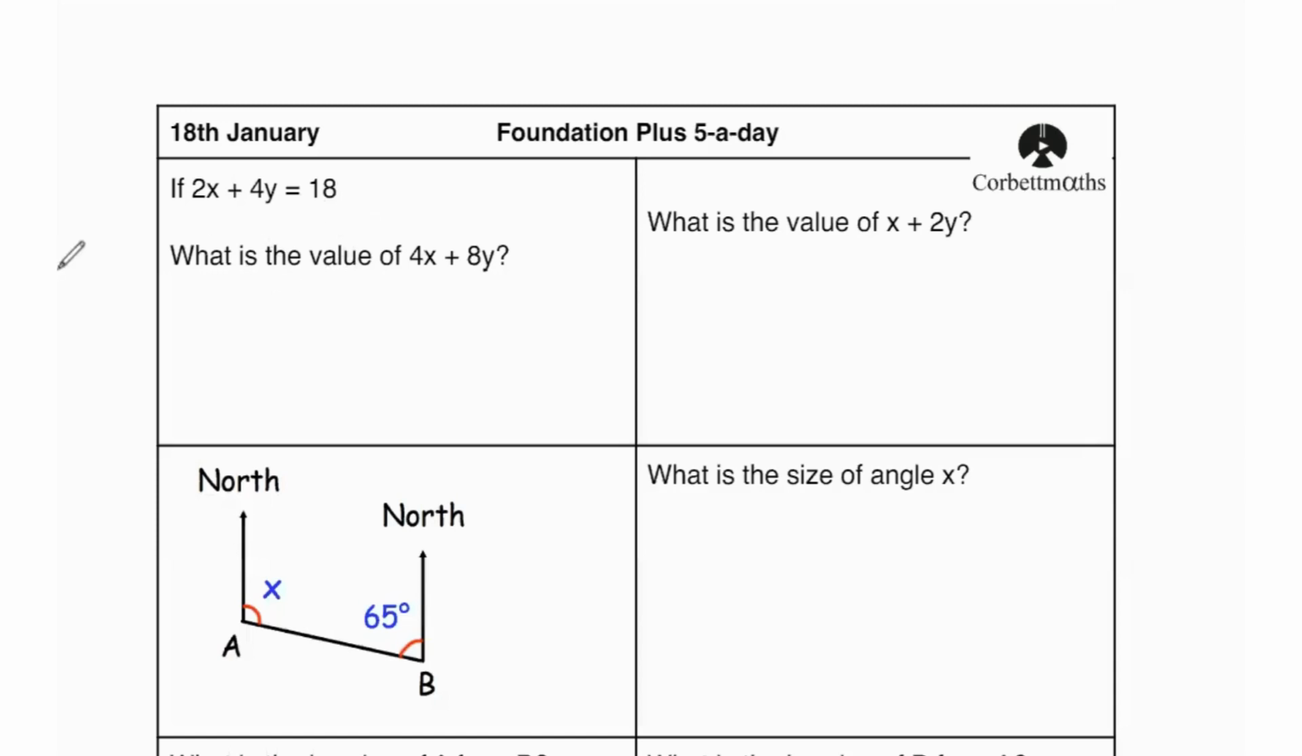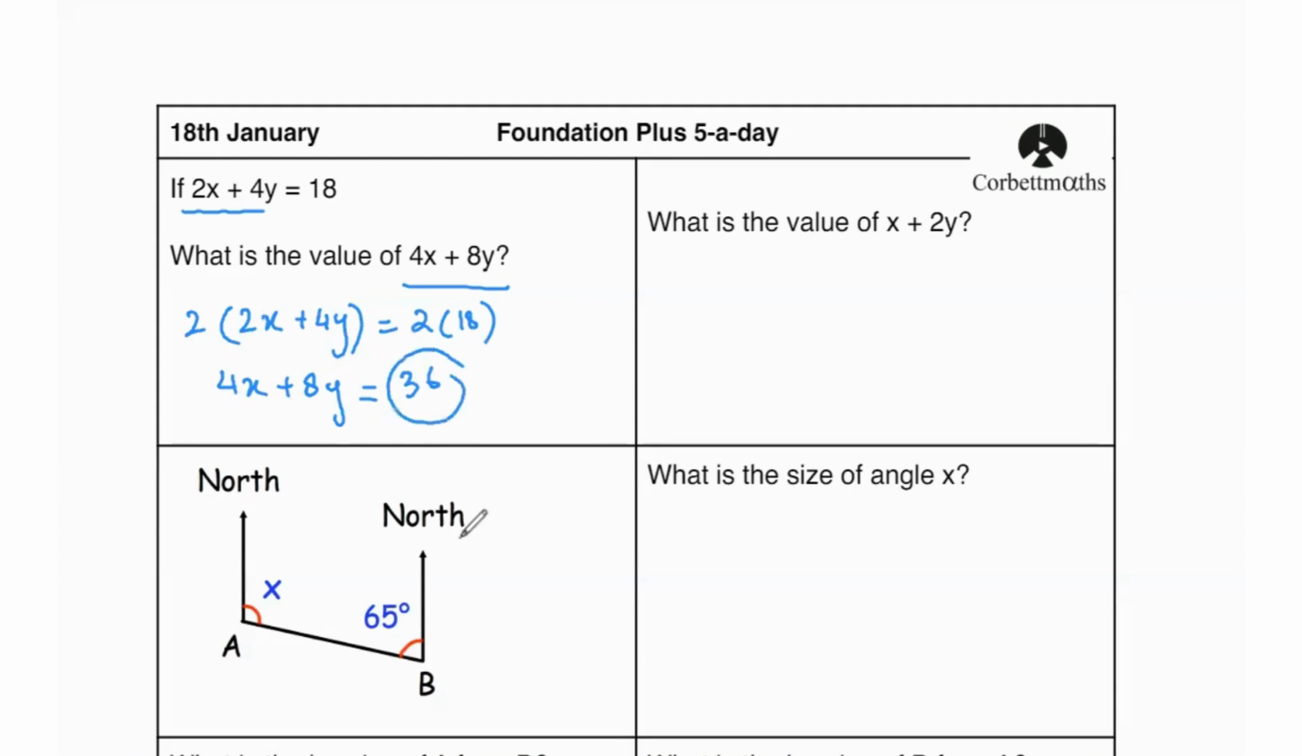First question says, if 2x plus 4y is 18, what is the value of 4x plus 8y? So if you look at this and this, we can see that 4x plus 8y is twice of 2x plus 4y. So if you multiply this entire equation by 2, that's going to be 4x plus 8y, and 2 times 18 is 36.